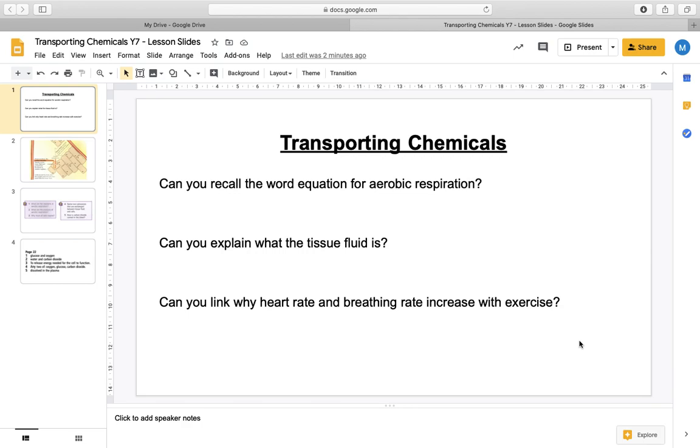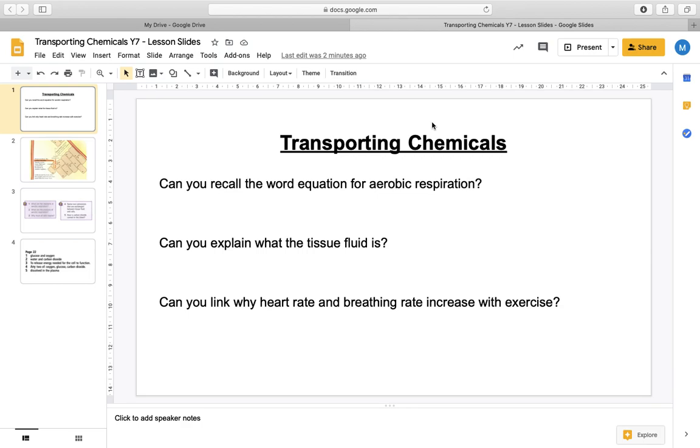Hello and welcome to our third lesson in this topic on respiration. In the previous two lessons, we've looked at what respiration is and aerobic respiration. We've looked at how substances are transported around your body and in the body of other mammals. Today, we're going to look at how these chemicals are transported in a bit more detail. So today's title, as you would do for any other lesson, in your books you need to write transporting chemicals.